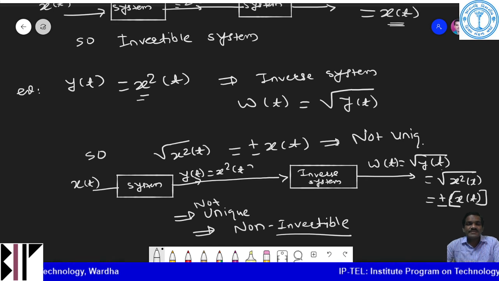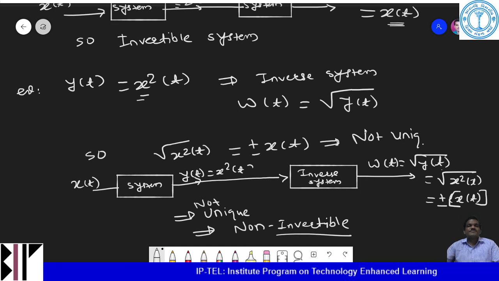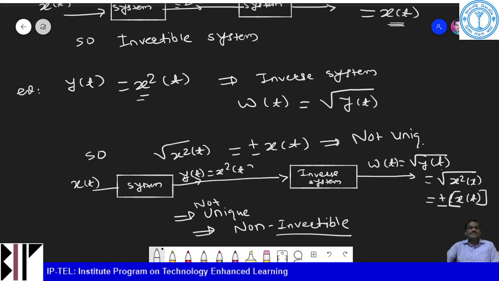We have taken one or two problems for all these properties. In the next class, we will take a few more problems on these system properties. Thank you.